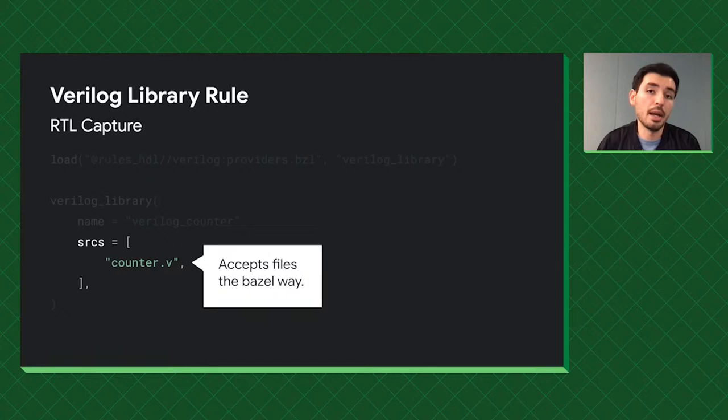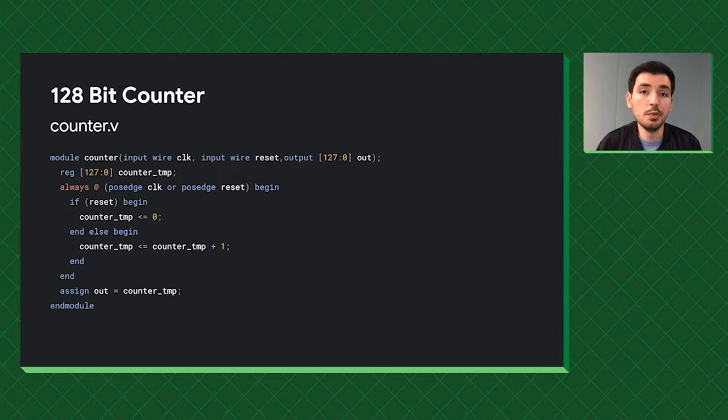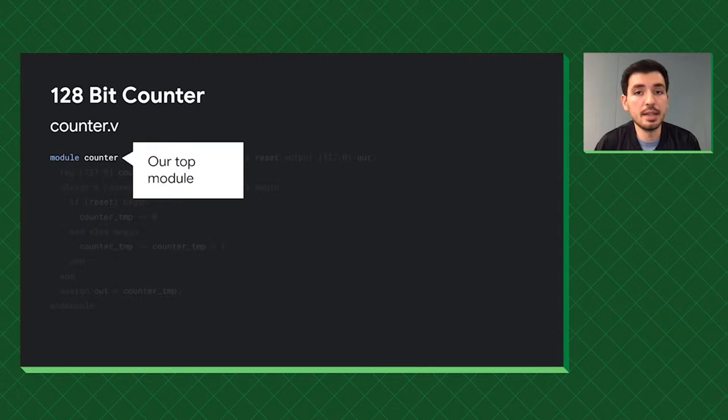And so, as mentioned before, we're taking that counter.view file, and this is what it looks like. What this piece of code does is it counts up one at a time every time the clock cycle goes high, and it'll reset once it reaches its top value. One important thing to note in this file is the top level module. In this case, it's counter. This is important as we need to specify a top module to our synthesis tool so it knows which part of our hardware we'd like to actually turn into reality.